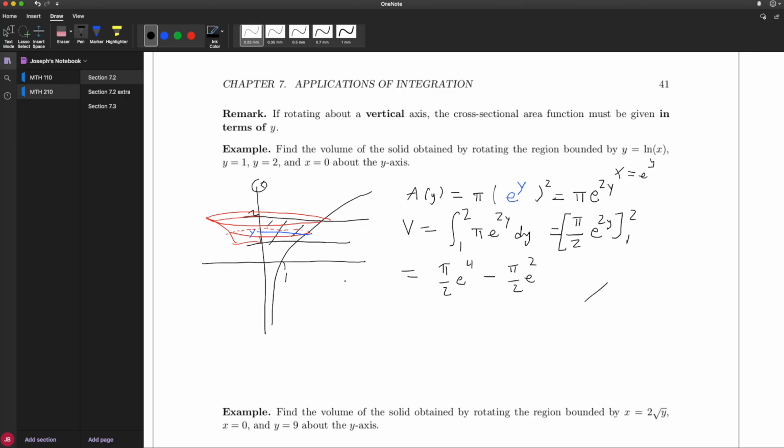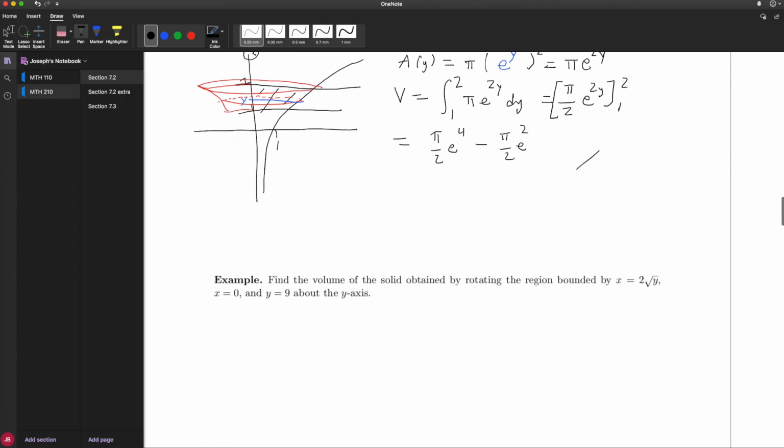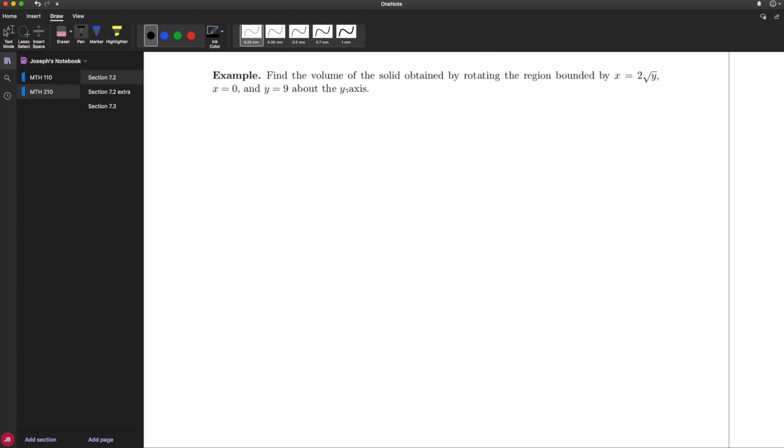Okay, scrolling down now here, we're going to graph. Now you'll notice this is already in terms of y. This is already a function of y for us, so that's good. So all we need to do is figure out how to graph this, and then find the region that's being bounded by all of these curves here: x equals 0, which is the y-axis itself, and y equals 9, which is a horizontal line at 9. So let's see what we get.